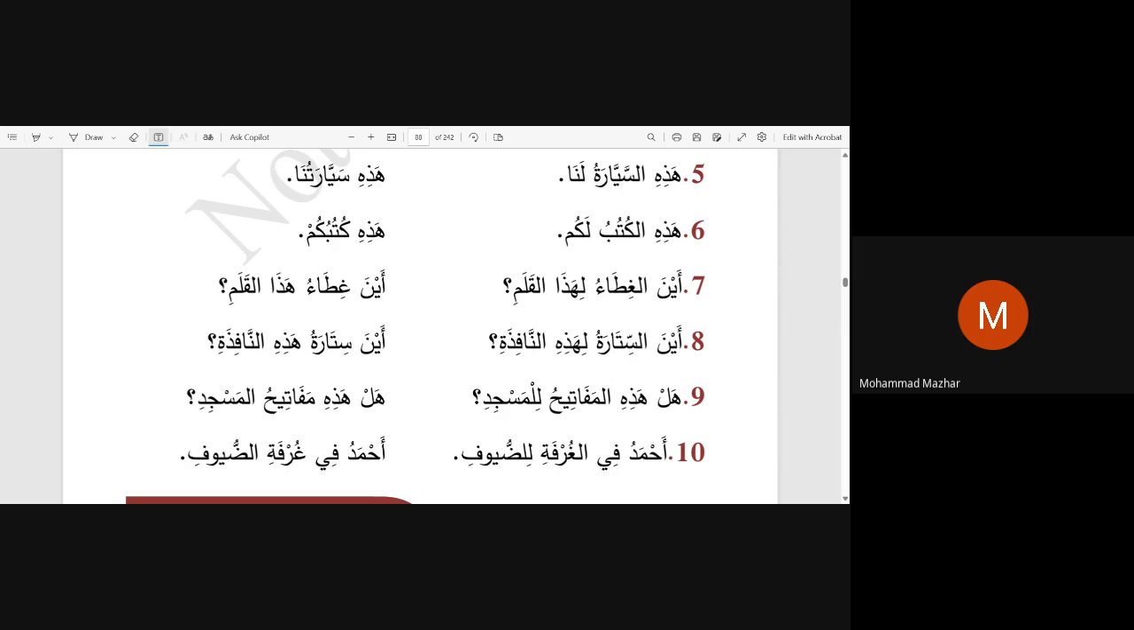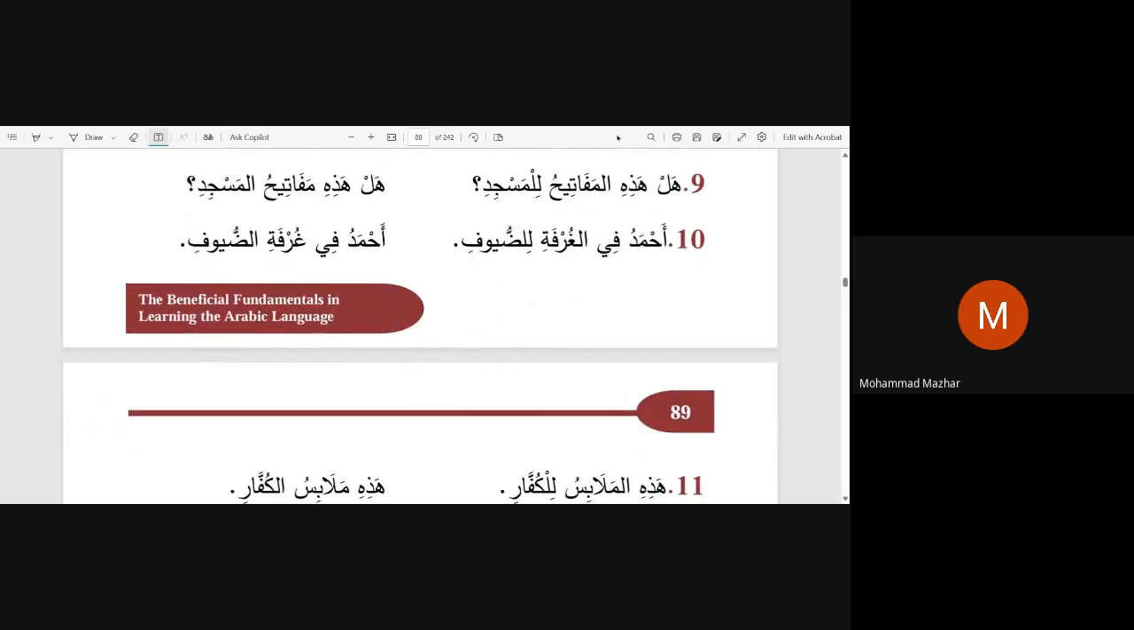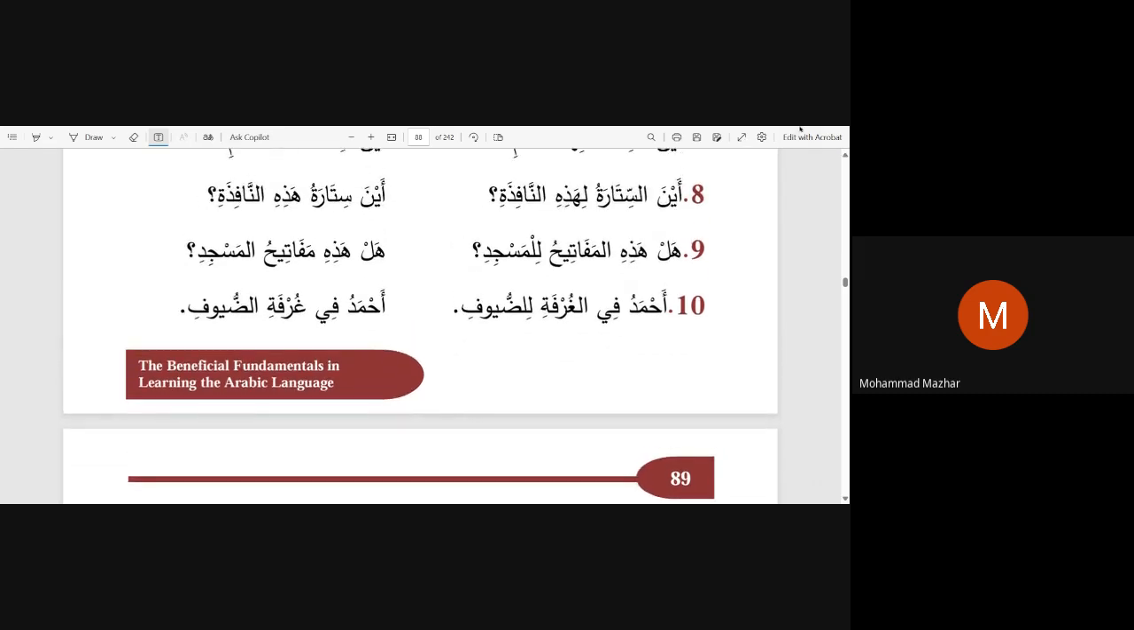And these are the building blocks. You have been familiarized with the basics of an Arabic sentence. That's what you have learned all these lessons.